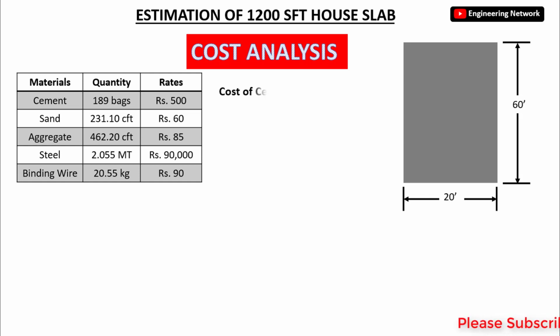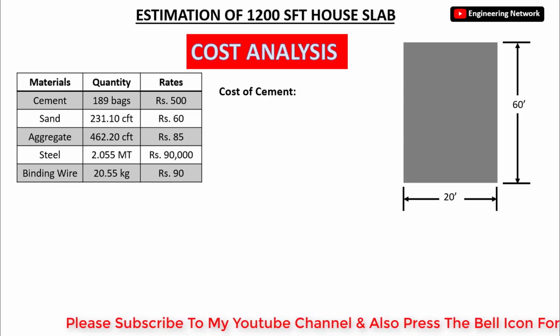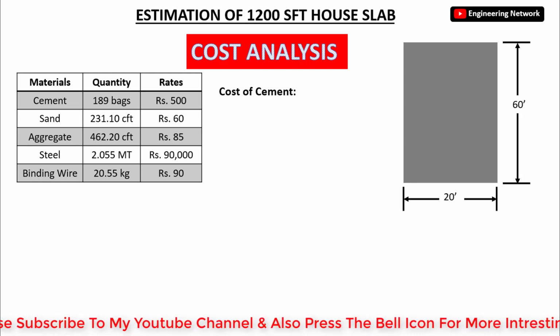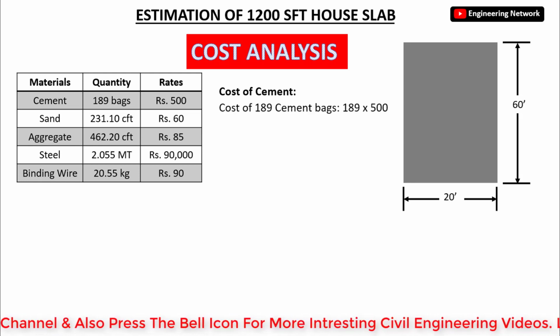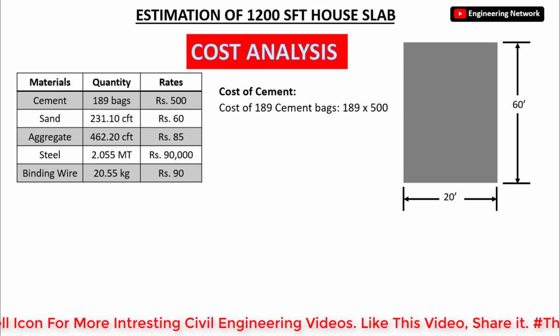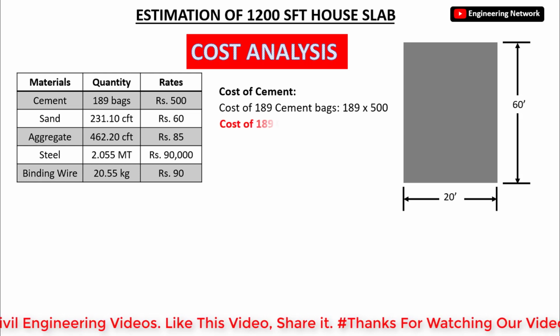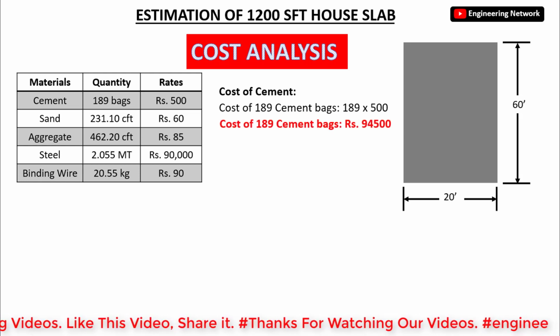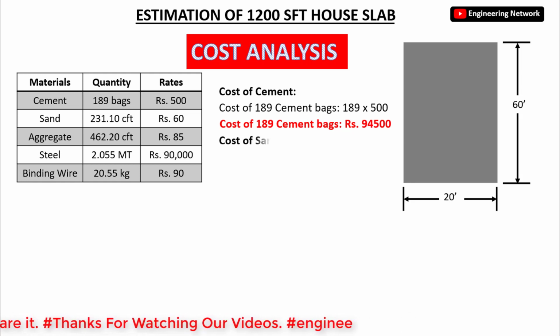First is cement. Now we know that 189 cement bags will be used and rate of single cement bag is 500. So cost of 189 cement bags is equal to 189 into 500 and it will become 94,500. Okay. Next is sand.